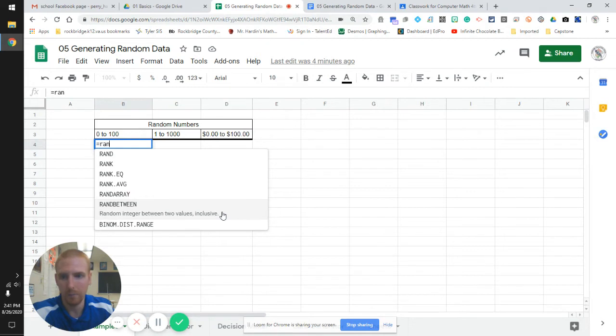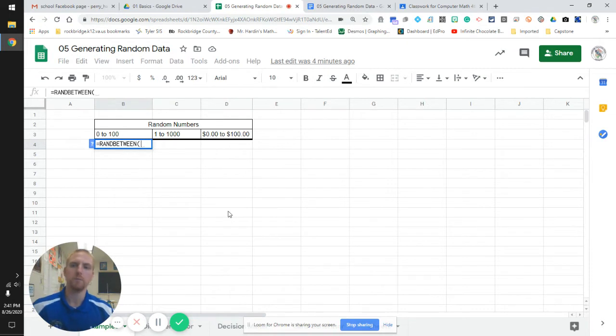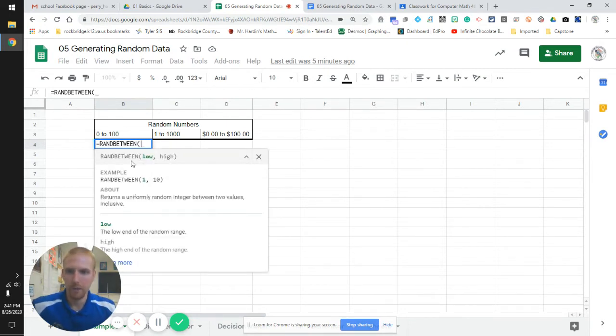So exclusive would mean, like, if I put 0 to 100, it would only give me numbers from 1 to 99. Inclusive means it would give me numbers between 0 and 100, which is what I want. So I'm going to choose that one. And I didn't talk much about the formatting here, so let's look at the formatting.